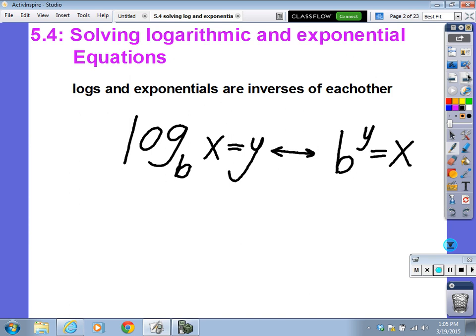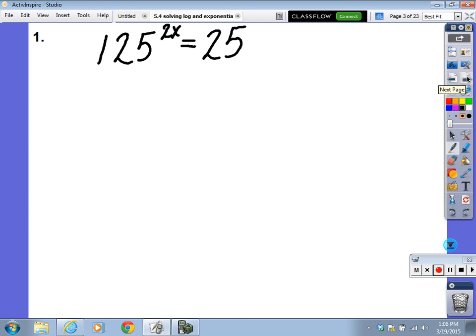We're going to be applying that knowledge today to actually solve exponential and logarithmic equations. So we're going to just start out with problem number 1 on your worksheet.